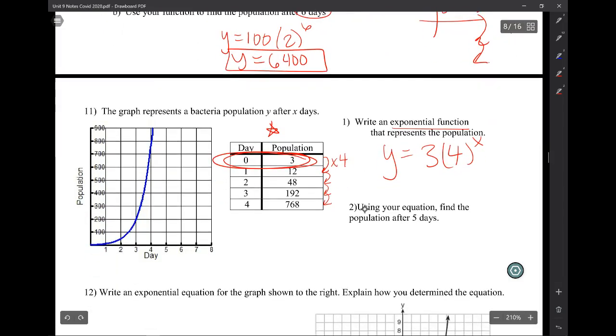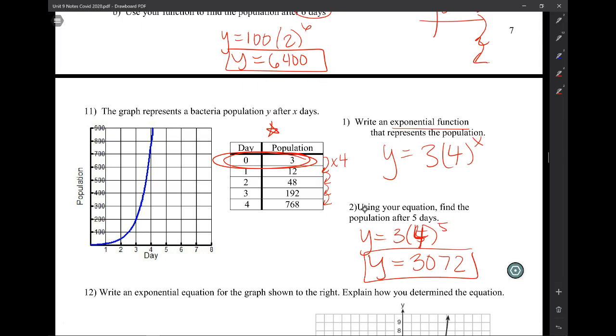Using your equation, figure out what your population would be on the 5th day. So I'm going to plug in a 5 for x. Oops, that should be a 4. I'm going to plug in a 5 for x. And if I type that correctly in my calculator, my population grows to 3,072.